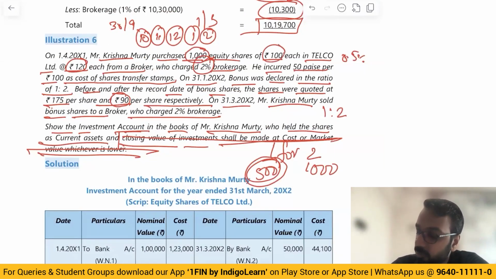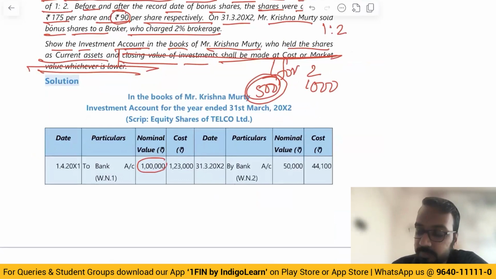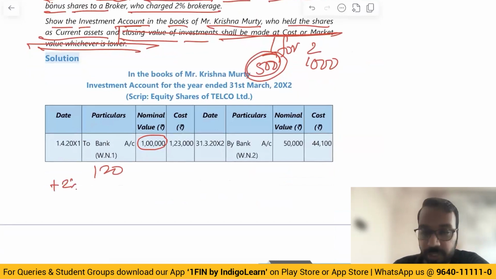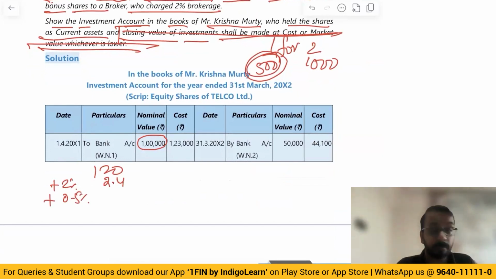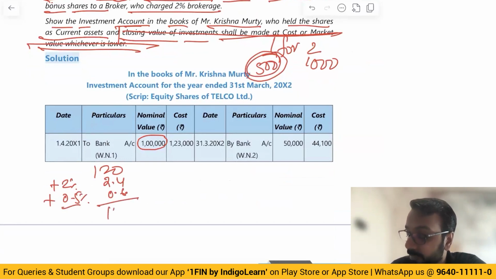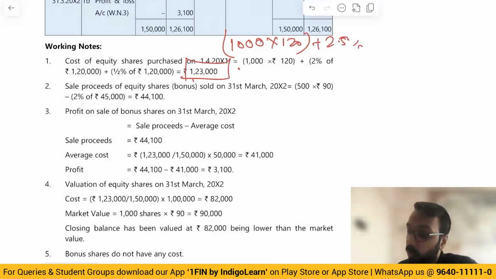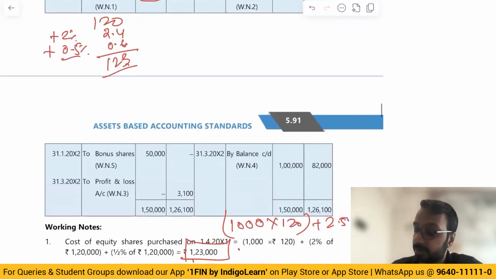Now, first, how many shares? 1000. Face value 100. So, to bank, this is the nominal value. Then, how much did we pay? 120. But we paid 120 plus 2% brokerage, 2.4, plus 0.5% stamp duty, which is 0.6. So this is 120, 122, 123. 123 per share. Or you can calculate on totality basis also. That is 1000 into 120 plus 2.5%, you get 1,23,000. So that is the first entry.